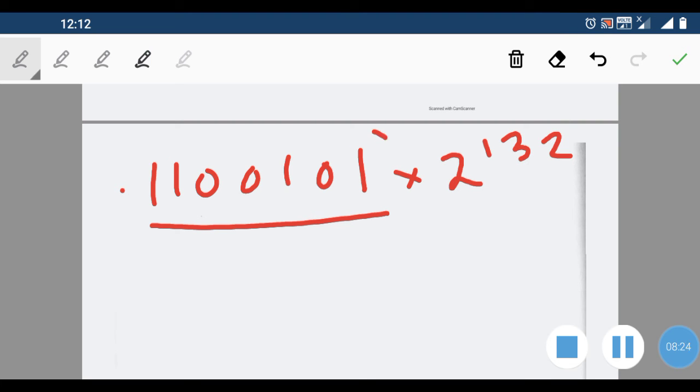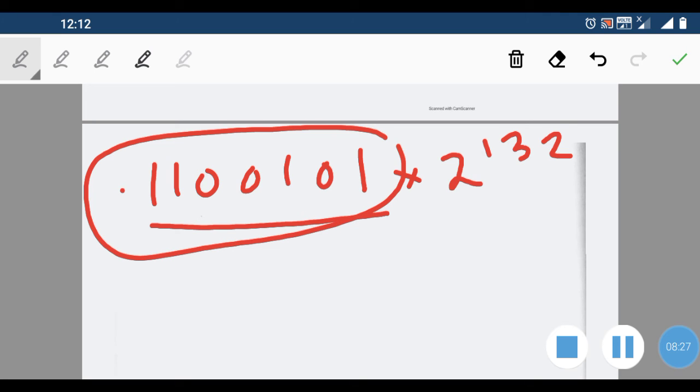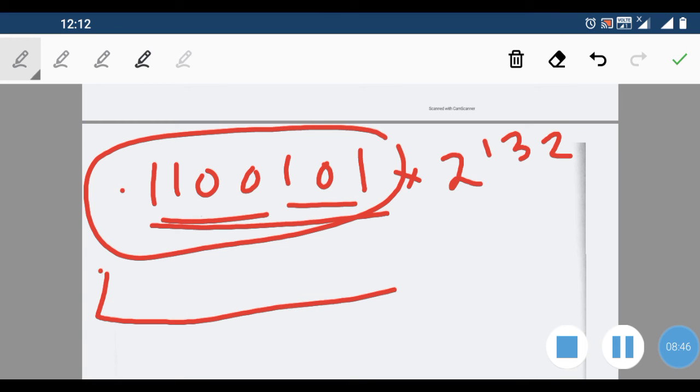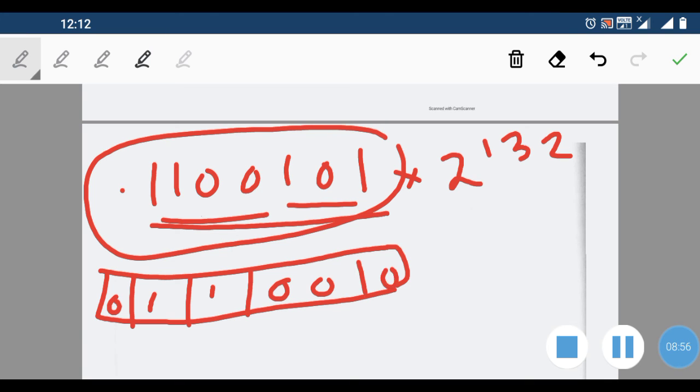So first of all, this is the representation of a positive number. In order to represent it as a negative number, you have to take its 2's complement. How can we take the 2's complement here? This number consists of 7 bits. Out of the first 8 bits, 1 bit we have left for the sign part. So including that sign bit, we can represent the number like this: 0 1 1 0 0 1 0 1. That is the representation of the original bits.